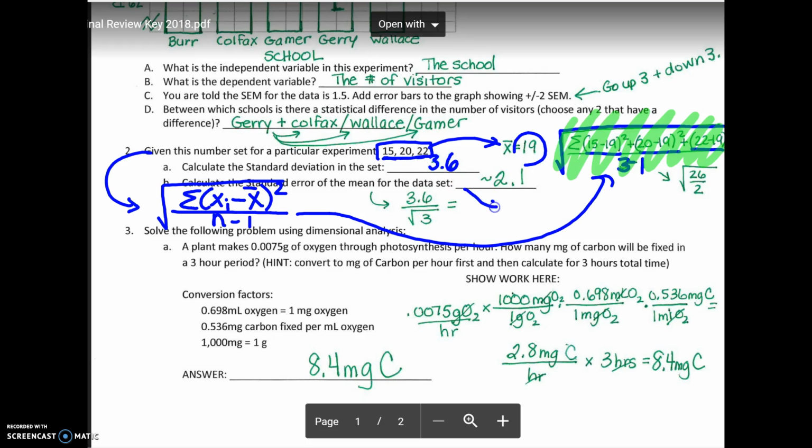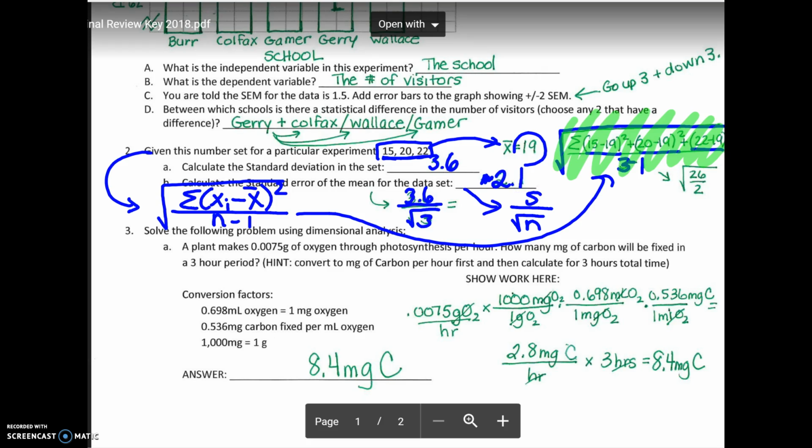The standard error of the mean, the formula is provided for you. It's the standard deviation over the square root of the size of your sample. So again, our sample consisted of 3 numbers, so that's the square root of 3, and our standard deviation was 3.6. So 3.6 over the square root of 3. I put a little squiggly here because it's approximate. Don't put a squiggly on your answer. Rounded to the 10th place, that's 2.1.